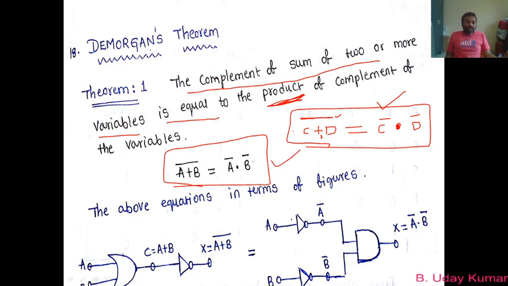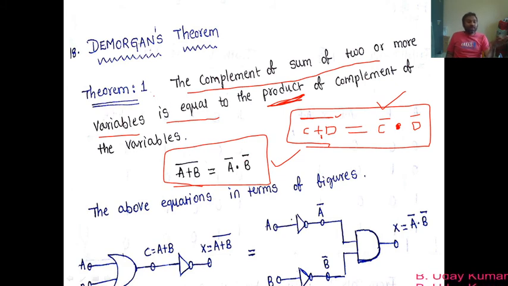Similarly, the proof part, due to time constraint, the entire proof we will try to cover in our next video. But we try to understand the statements of De Morgan's first theorem and De Morgan's second theorem here now.